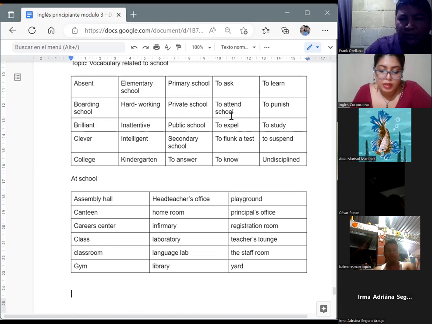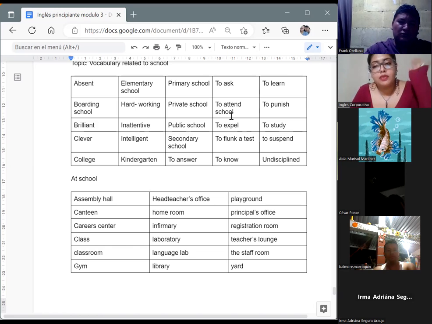Laboratory, que es el laboratorio. Language lab, que es un laboratorio de idiomas. Then we have the library, que es la biblioteca. Playground, que es la zona de juegos. Then we have the registration room, que es la sala de inscripciones. Then we have the teacher's lounge, que es la sala de profesores. Then the staff room, que es la sala del personal.